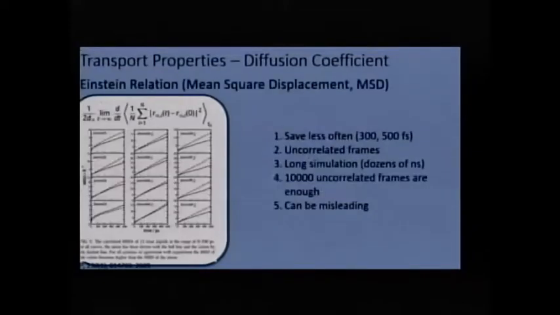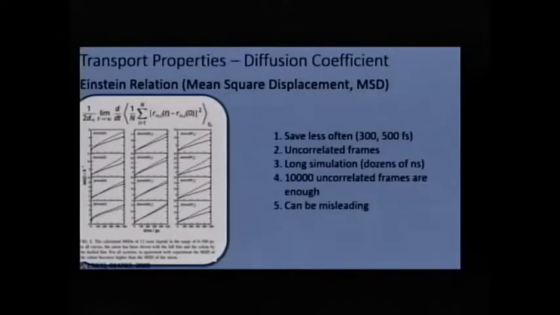And in the MSD, it's different. In the MSD, we take the diffusion coefficient in the linear regime. So we need long simulations, because depending on the system, it spends too much time going to the diffusive regime. So we need hundreds of nanoseconds of simulation. But in this case, we can save less often, every 300 or 500 femtoseconds. Again, uncorrelated frames to improve the statistics, and long simulations. And in general, 10,000 uncorrelated frames are enough to do the calculation.